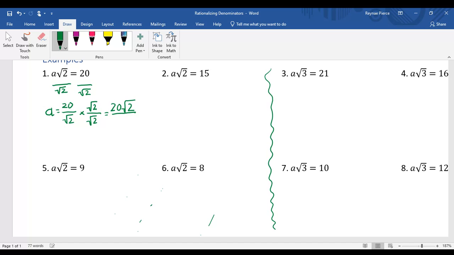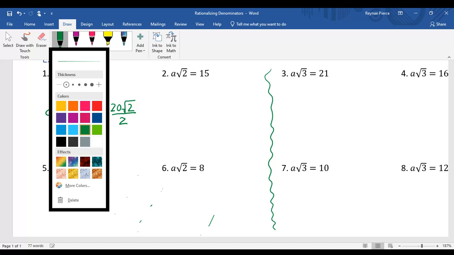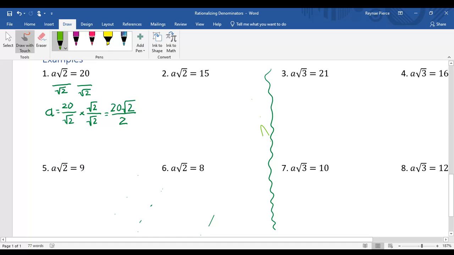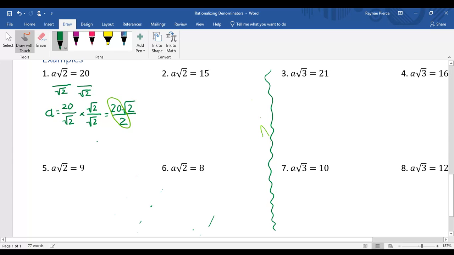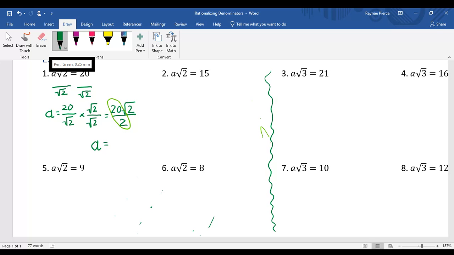In the denominator, when we take the square root of 2 times the square root of 2, we just get 2. The last thing we need to check: does 20 over 2 simplify? It sure does. So the length of that short leg, or I guess the length of the leg, both of them, the legs, would be 10 square roots of 2.